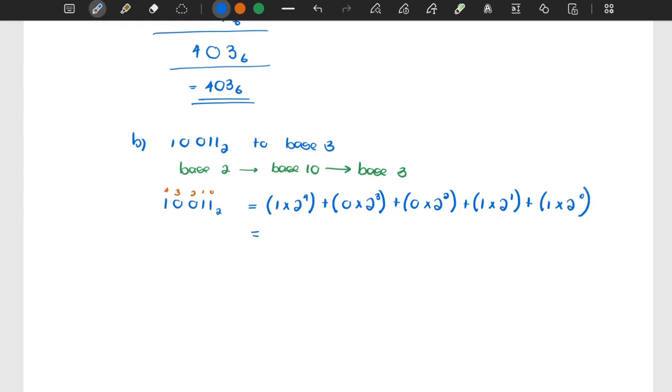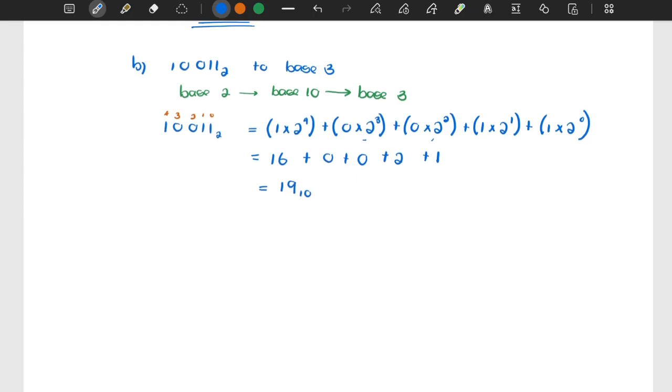Okay. 2 to the power 4, that's 16, plus 0 times 8, that's 0, 0 times 4, that's 0. Then 2 to the power 1, that's 2 times 1, that's 2, plus 2 to the power 0, that's 1 times 1, that's 1. And then 16 plus 2, 18 plus 1, that's 19. To base 10, right? And then now changing it to base 3.